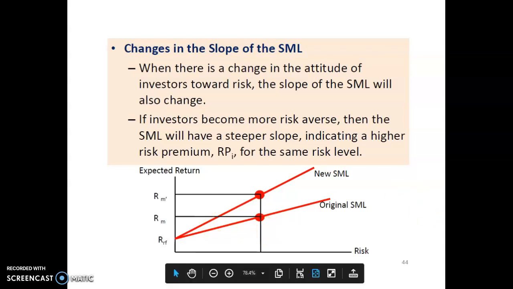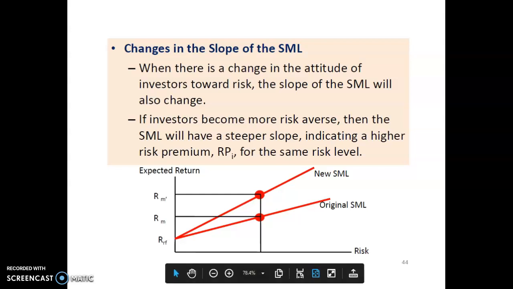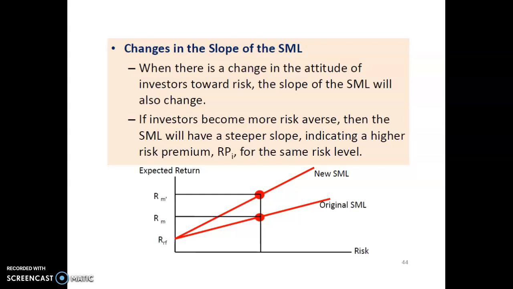We're going to discuss further on this SML and CML. Then of course we're going to discuss this efficient frontier, which is the best stock selection based on this frontier. So that's all for chapter 2.